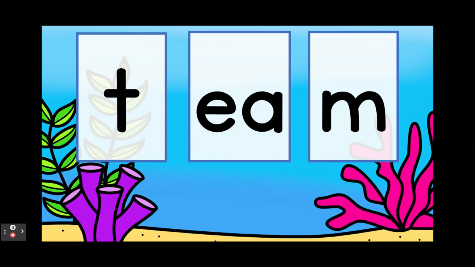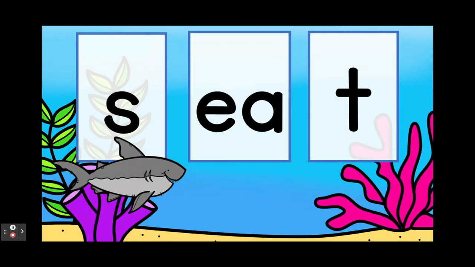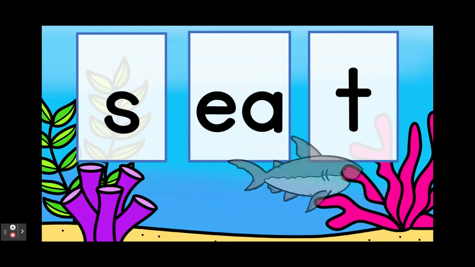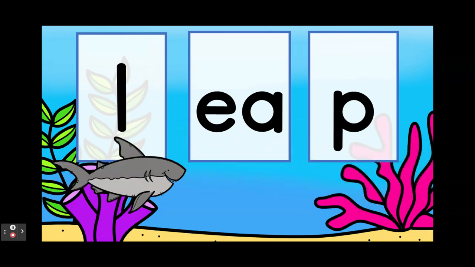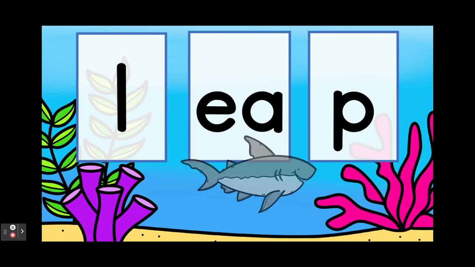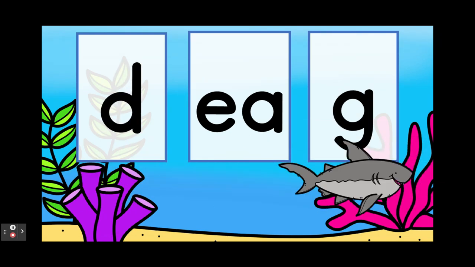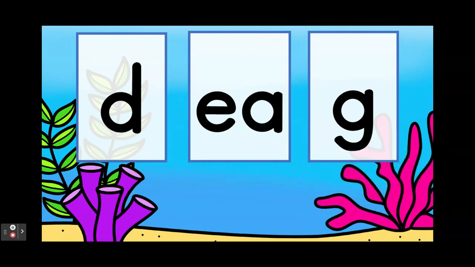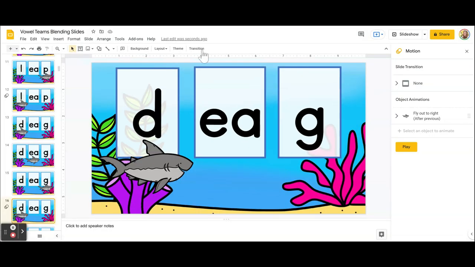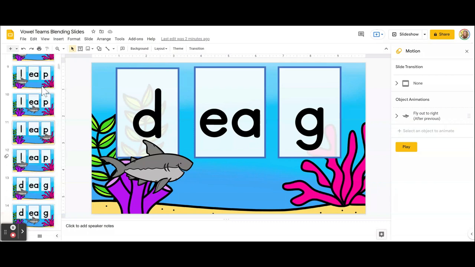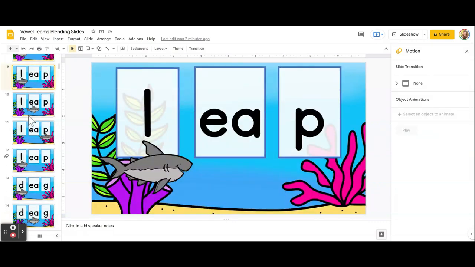And now on my computer, I'm just clicking the arrow to go through. So we have s, e, t, seat, l, e, p, leap, d, e, g, big. And as you can see, I threw in some nonsense words as well. In fact, I have a whole video about nonsense words that you can check out if you'd like. But these are just a fun and engaging way for students to practice blending all sorts of different skills you've reviewed.